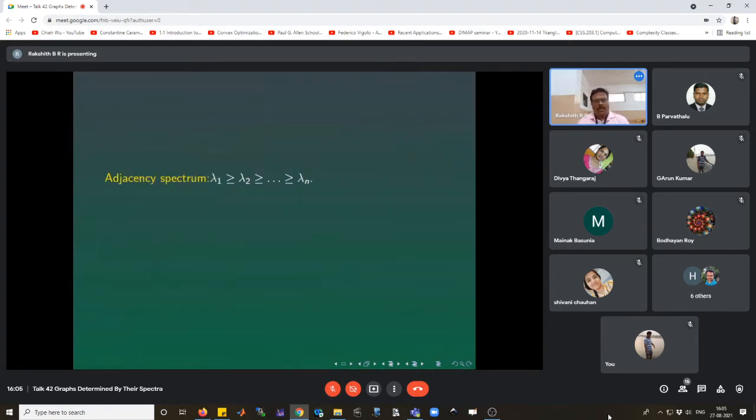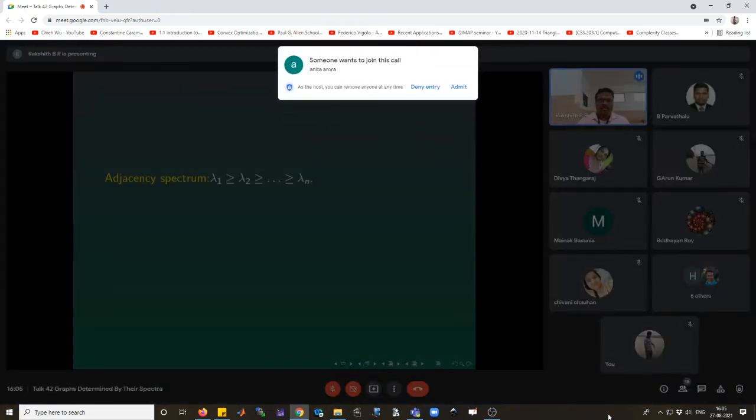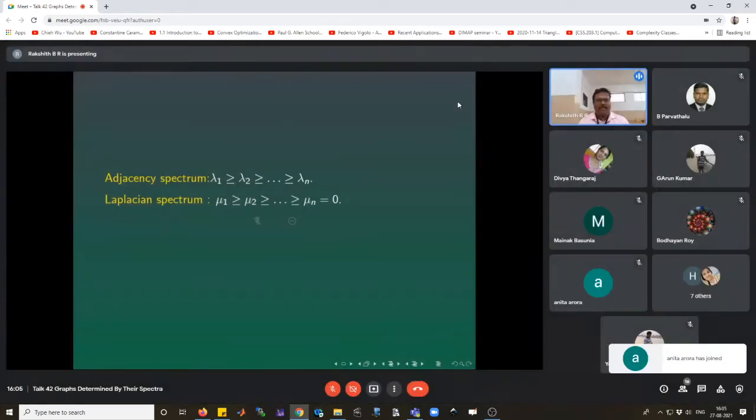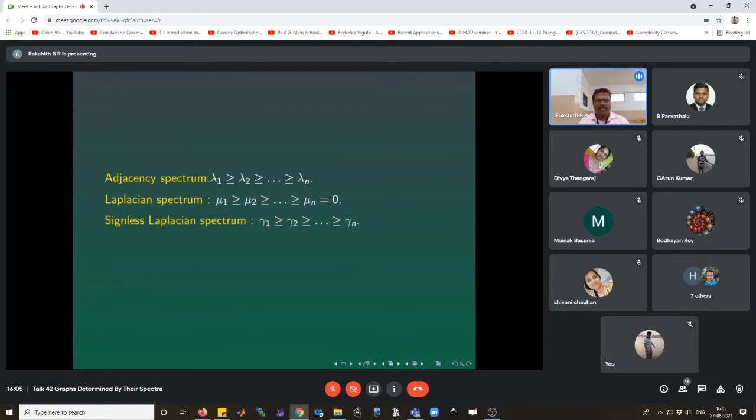We denote the spectrum of the adjacency matrix throughout this presentation by lambda 1, lambda 2, and so on lambda n, in decreasing order. Also, we denote the Laplacian spectrum by mu 1, mu 2, and so on mu n. You all know that the smallest Laplacian eigenvalue is 0. And the signless Laplacian spectrum we denote by gamma 1, gamma 2, and so on gamma n.